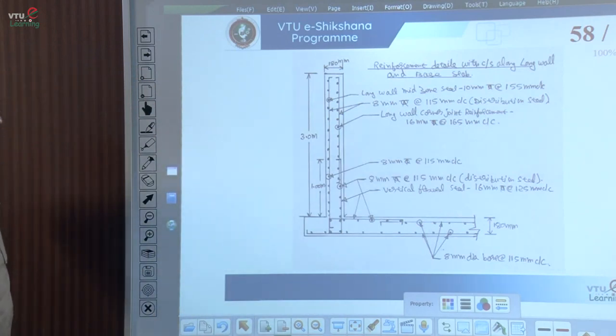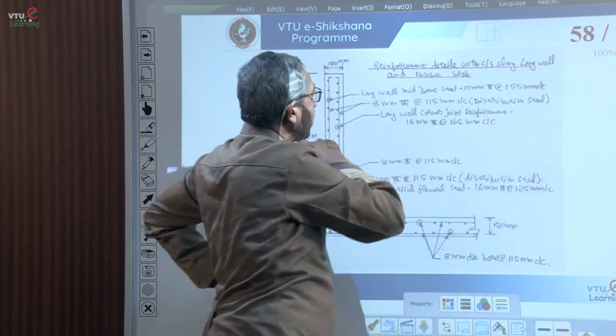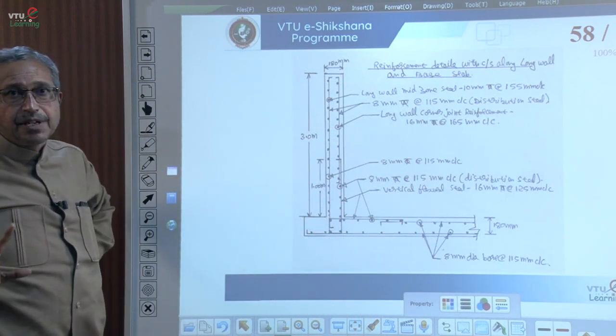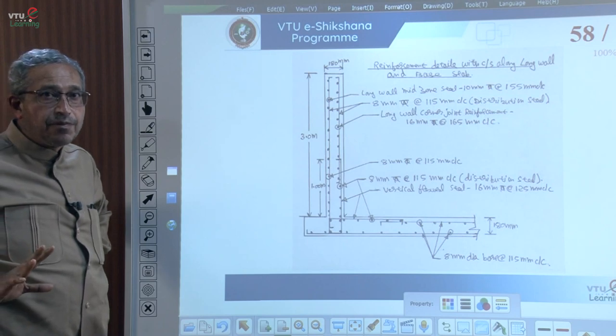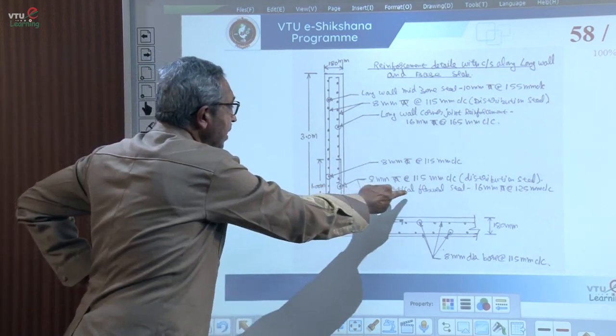So next, we will discuss the reinforcement provided for this. This is very, very important. So this is a rectangular wall. Reinforcement details with cross section along the long wall and the base slab. Let us go one by one. First, I will show you the vertical flexural steel.